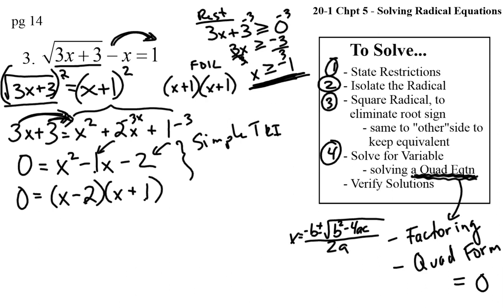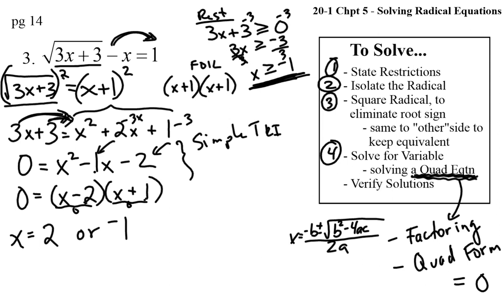There's my factored form. So what does this tell me? It tells me that x is equal to positive 2 if that were equal to 0, or negative 1 if that were equal to 0. So there's the two possible answers, 2 or negative 1.